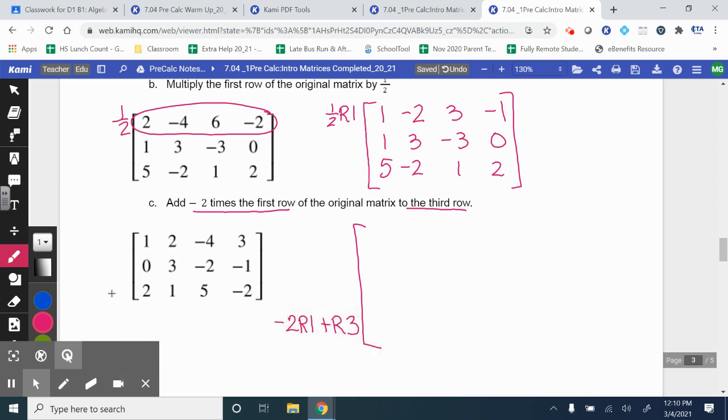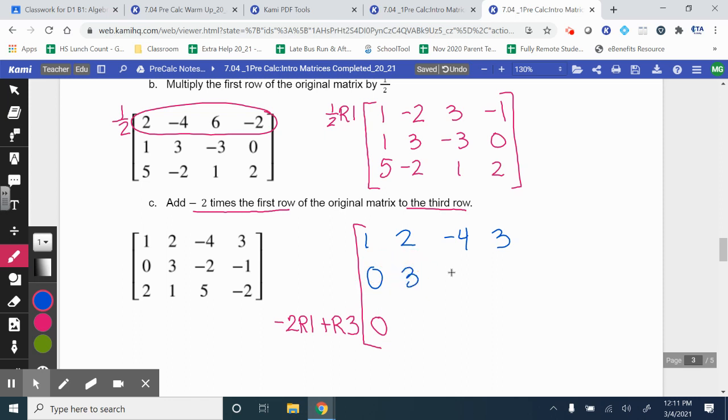Now with these matrices and their operations, a lot of times I like to use my fingers to guide me through each operation that I'm doing. So I'm doing -2 times the first row. I would do -2 times 1 is -2, plus 2 gives me a 0. Actually, before I do the rest of that, I'm going to just write in the rest, because none of this is going to change. The only row that's changing is row 3.